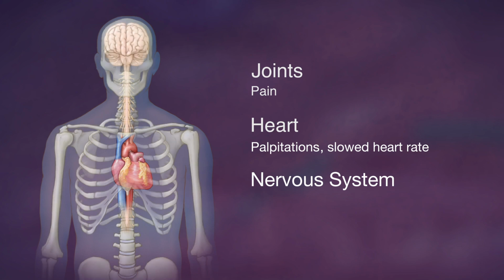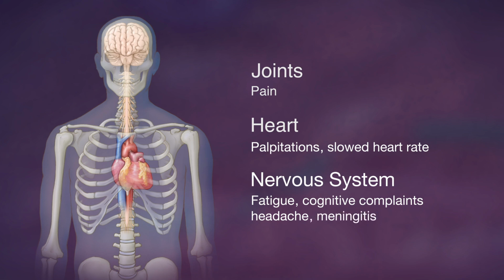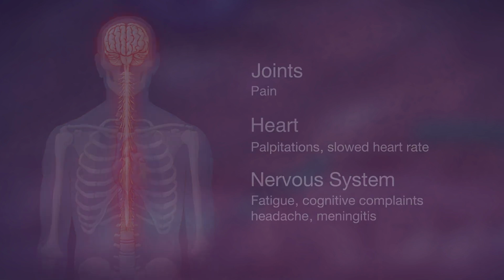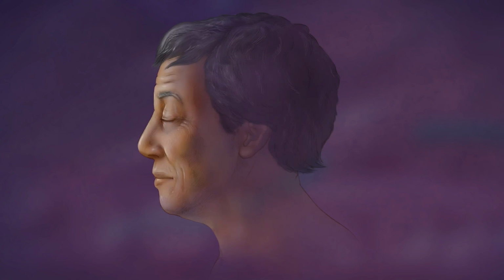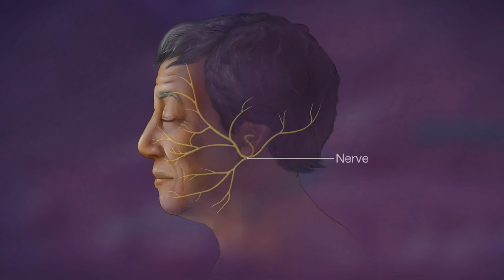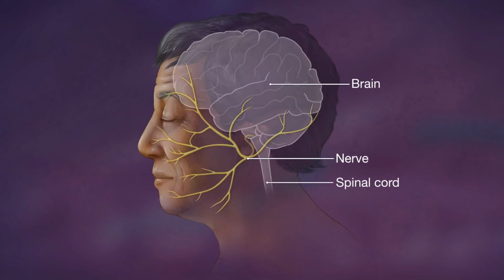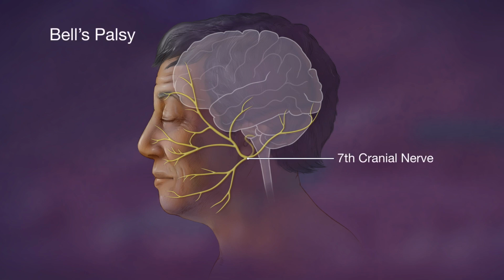The infection may also cause symptoms such as fatigue, cognitive complaints, headache, and neurological signs such as meningitis or inflammation of the brain and spinal cord membranes. This inflammation may also cause pain or dysfunction of the nerves leaving the brain or spinal cord, leading to conditions like Bell's palsy. Bell's palsy is dysfunction of the 7th cranial nerve, also called the facial nerve, which leads to temporary paralysis of the muscles of one or both sides of the face.